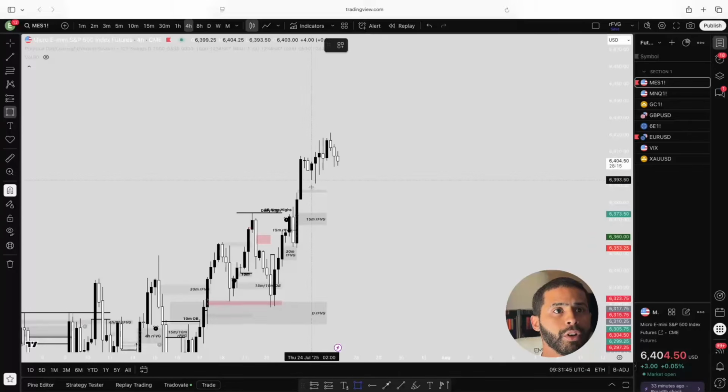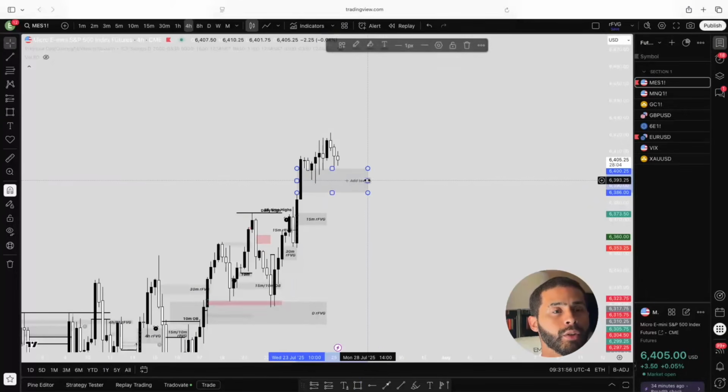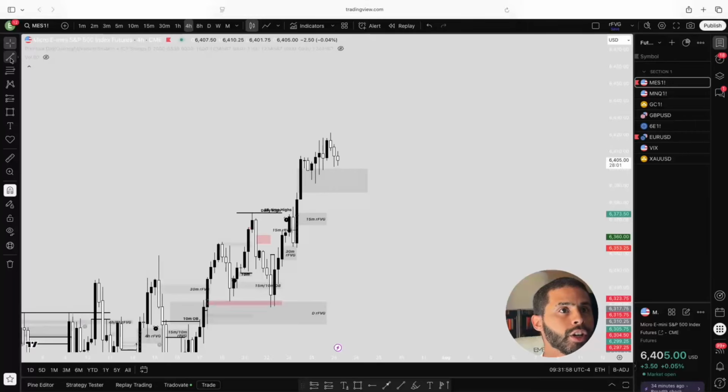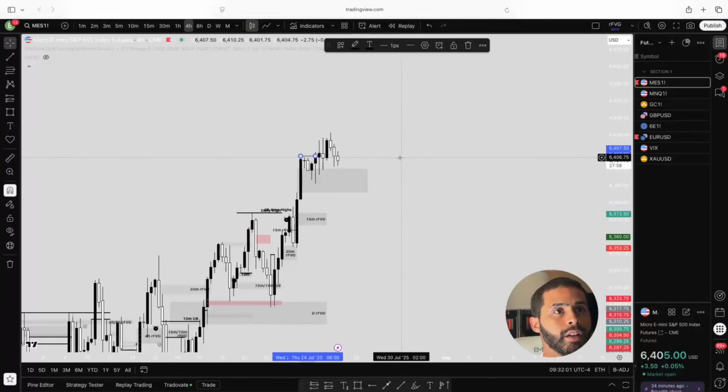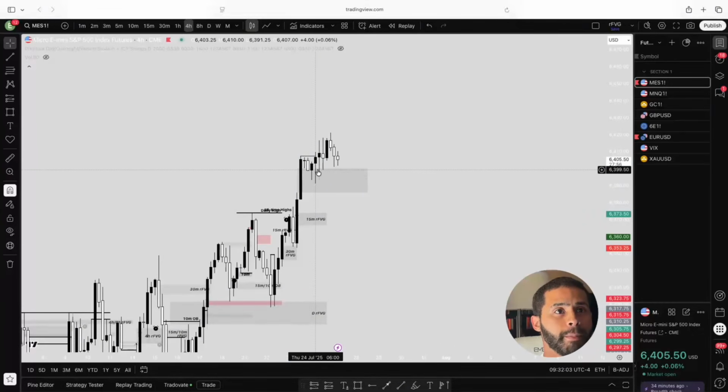Actually, it's perfect. We have one right here, guys. Let me delete this. We have one right here. We have this fair value gap here that was formed. It is filled. We break structure to the upside. Now what we're doing is we're waiting for price to come back down into it and hopefully skyrocket. Let's keep going down.